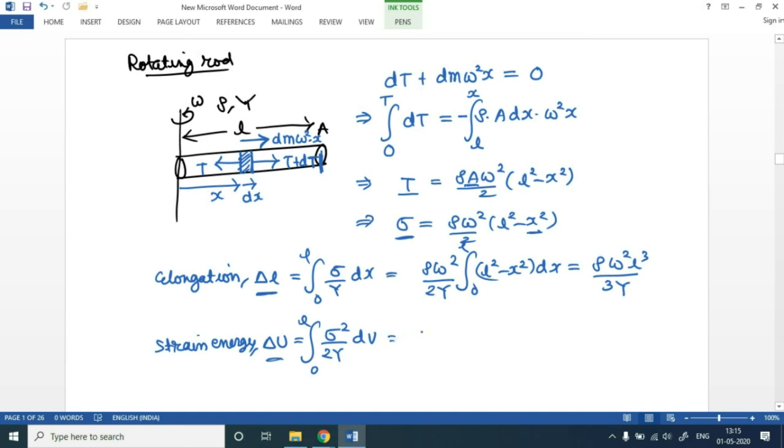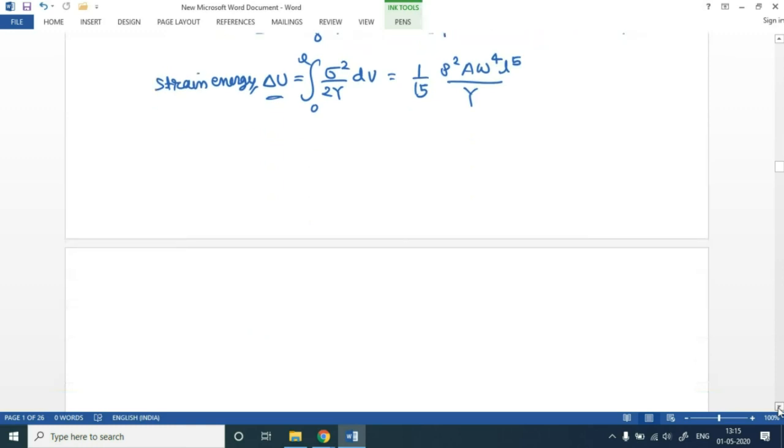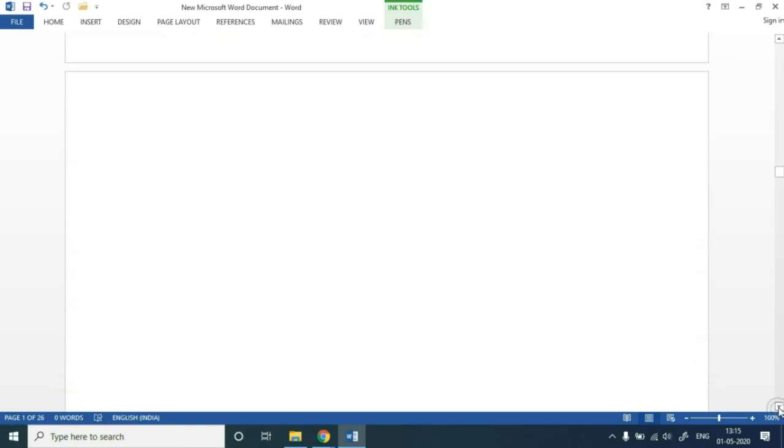So the only thing left is the calculation. When you substitute the value of sigma as this quantity, which we have already found, you will get 1 by 15 rho square A omega to the power 4 into L to the power 5 upon Y over here. So that is how you can do it. So that is the case of a rotating rod. And now let's move on to some other cases.